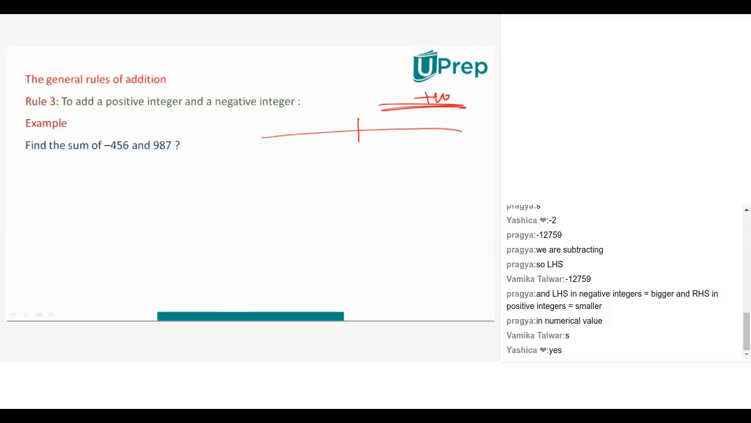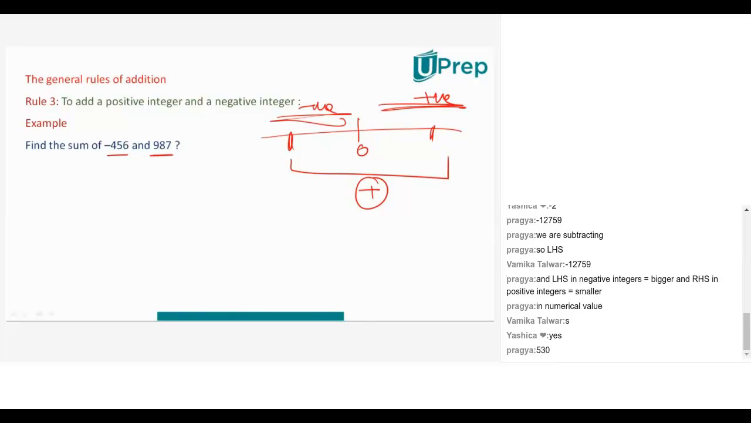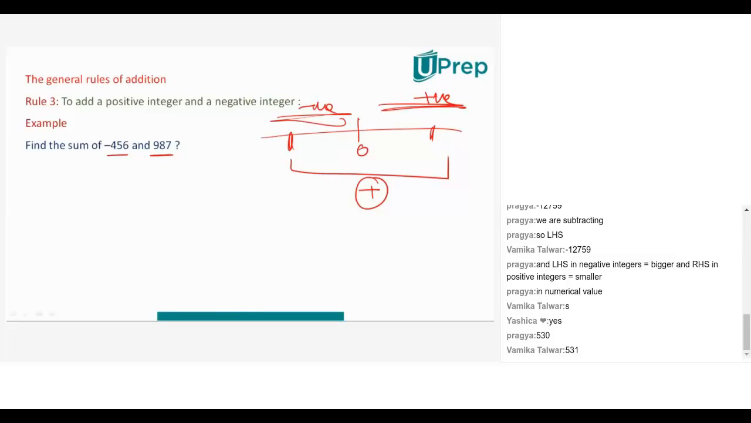That means if I am imagining my number line, I have some positive integer to the right of 0 and some negative integer to the left of 0. He is trying to add these two. Now, what does he say? Look at the example. He says find the sum of minus 456 and plus 987. Now, where does 987 lie, guys? Does it lie to the left of 0 or to the right of 0?